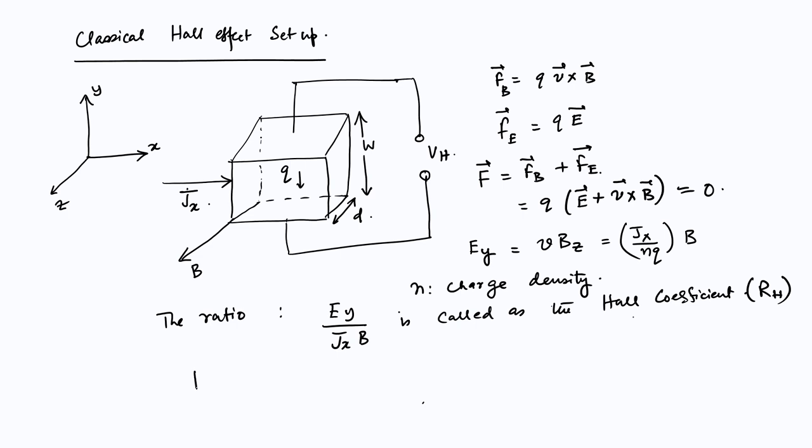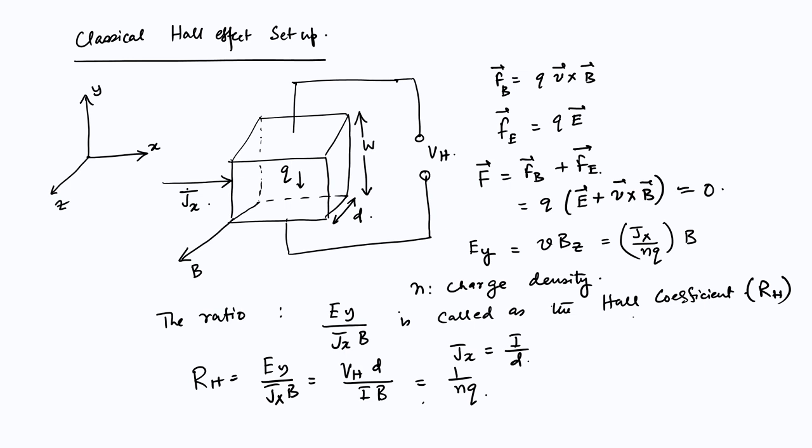And what we have shown is that this RH is equal to EY divided by JX into B, which is equal to VH D divided by I into B, where we have written JX to be the linear density of current, which is equal to I over D. Because JX was in the denominator, this is equal to I over D, where D is the width of the sample that you see here, okay. So this is equal to 1 over NQ, which is what I have said. From this, it's very clear that this depends on the type of carrier and also on N, the density of the carriers. Okay, so this is the experimental setup and so on.